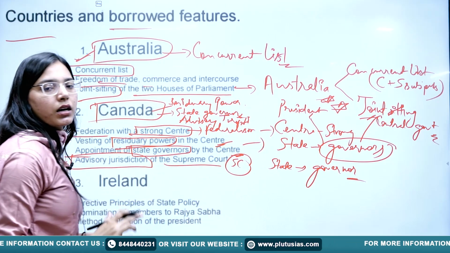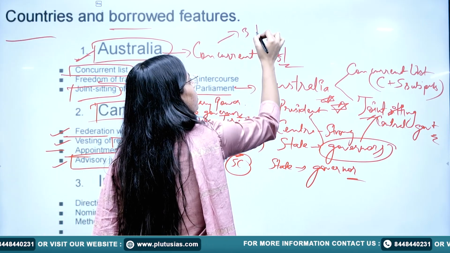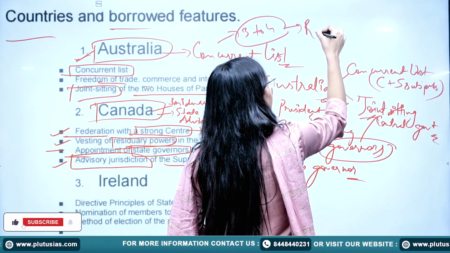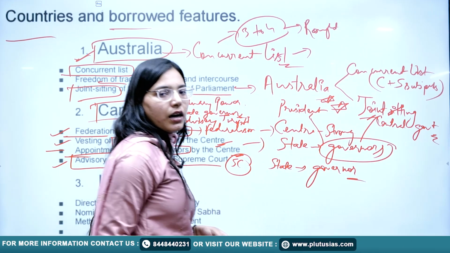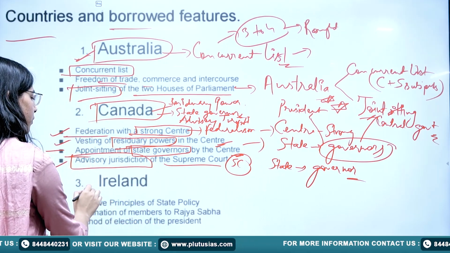You don't have to mug up all those things. You just have to revise it three or four times, or just write it on your copies. Just do your rough work. Just write all those features. Ultimately, in the end, you will remember all these features and where we have taken them from.